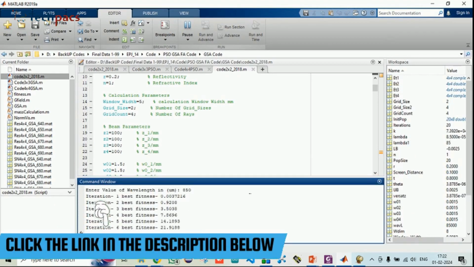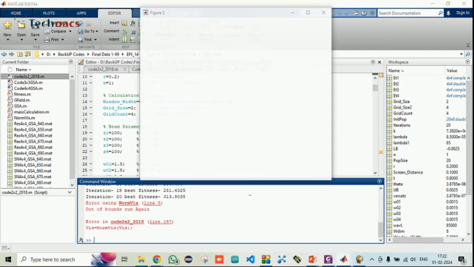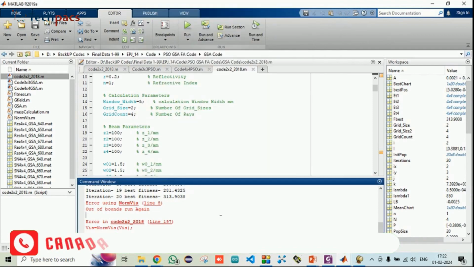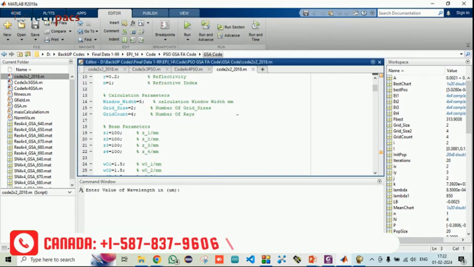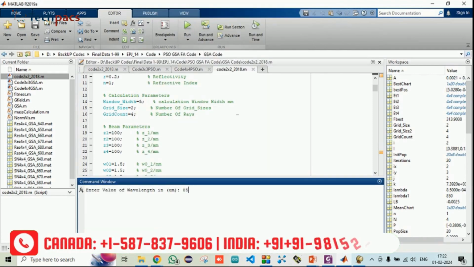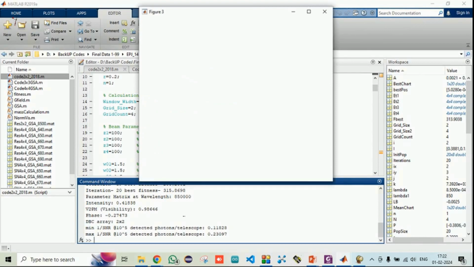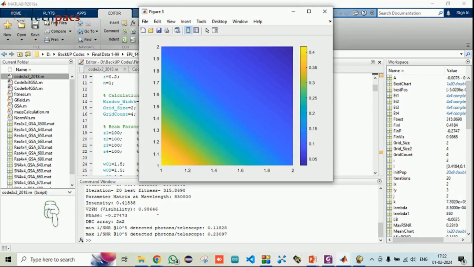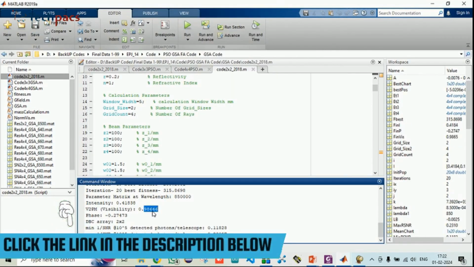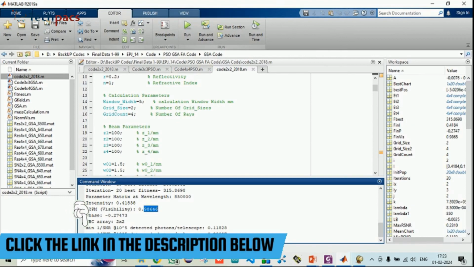Press enter, and then we will analyze which of the scenarios, either PSO, GSA or FA, gives us the better outcomes. So I'm running it again. 850. So here you can see the value of the visibility that we are getting through the GSA is higher, and the intensity is also higher. So this system is giving better results in comparison to the PSO. So this is how the code is to be run.